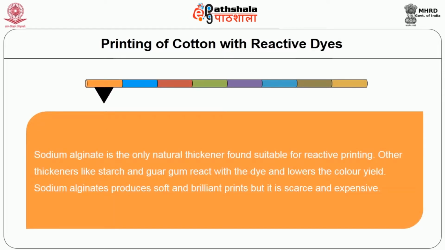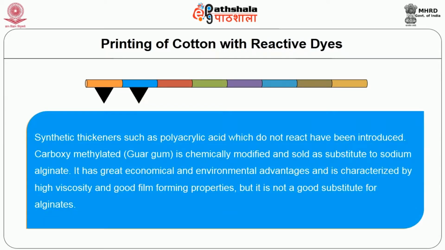Sodium alginate is the only natural thickener found suitable for reactive printing. Other thickeners like starch and guar gum react with the dye and lower the color yield. Sodium alginate produces soft and brilliant prints, but it is scarce and expensive. Synthetic thickeners such as polyacrylic acid, which do not react, have been introduced. Carboxymethylated guar gum is chemically modified and sold as a substitute to sodium alginate.